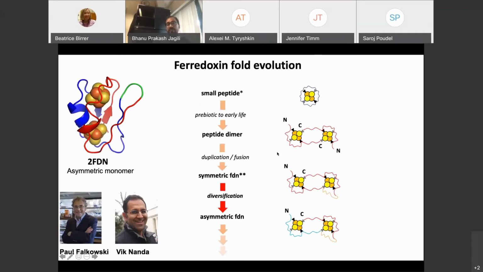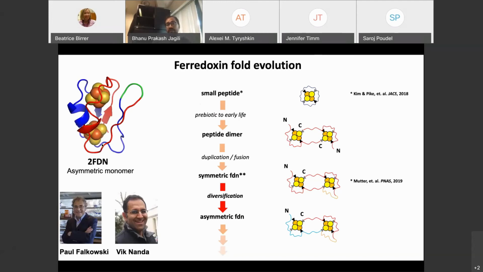Initially, it all started with a small peptide binding a single 4-iron 4-sulfur cluster, which over time, due to the course of evolution, became a dimer, which we can call a symmetric dimer. Then, due to fusion, it became a symmetric ferredoxin. And again, over time, it further evolved into an asymmetric ferredoxin, in which each domain started evolving independently, and that's how we see asymmetric ferredoxins in modern-day bacteria.